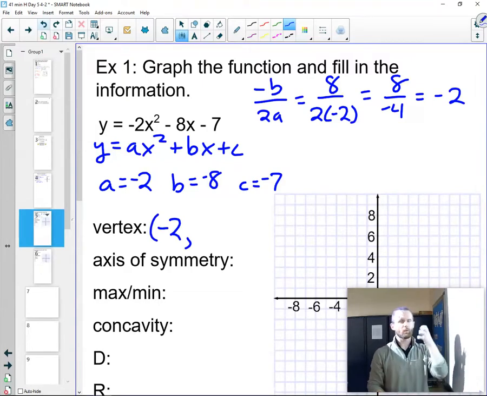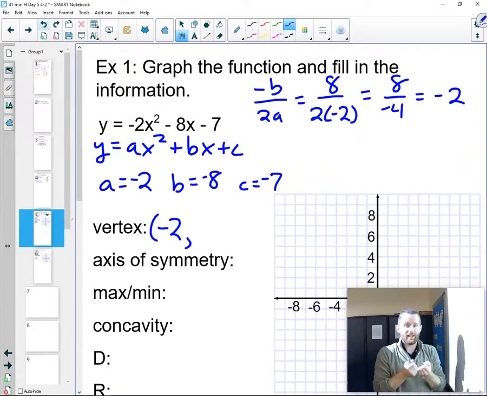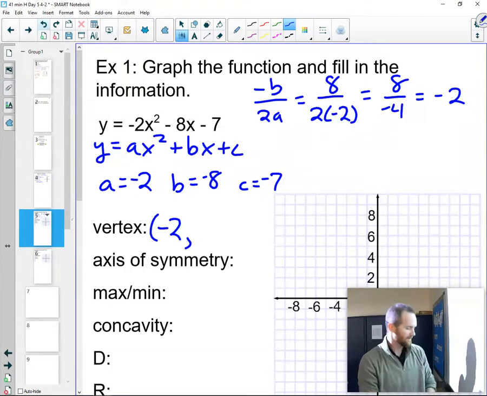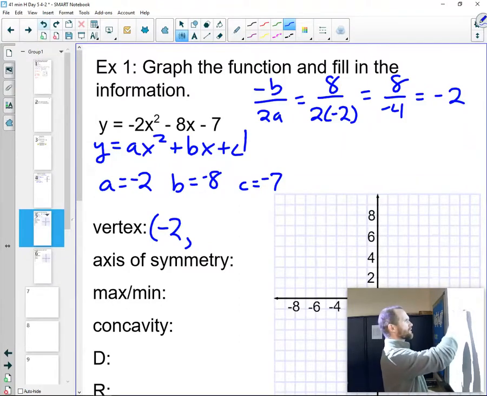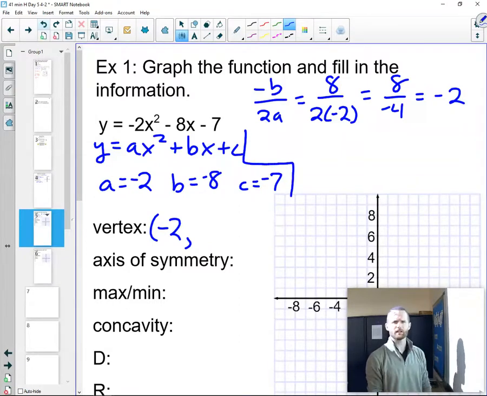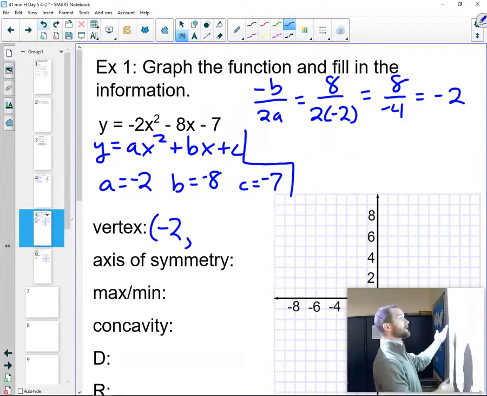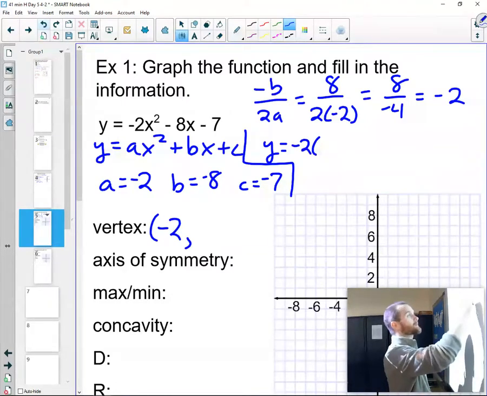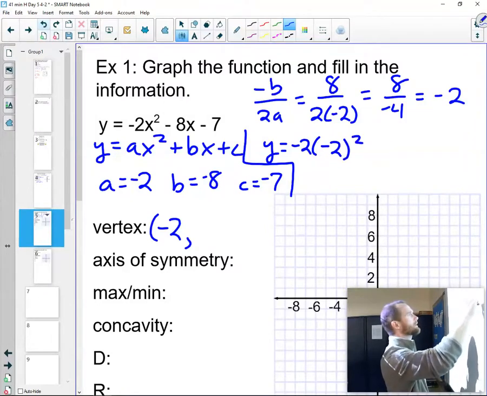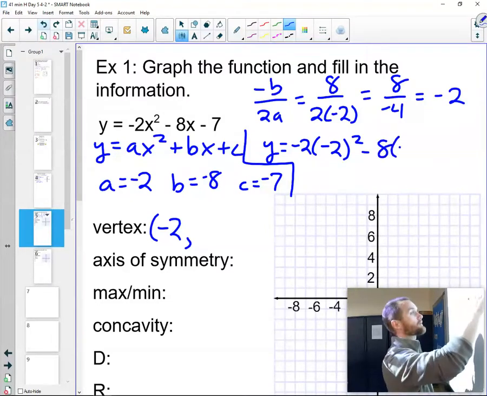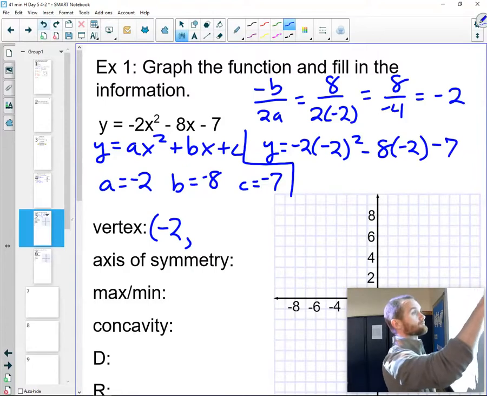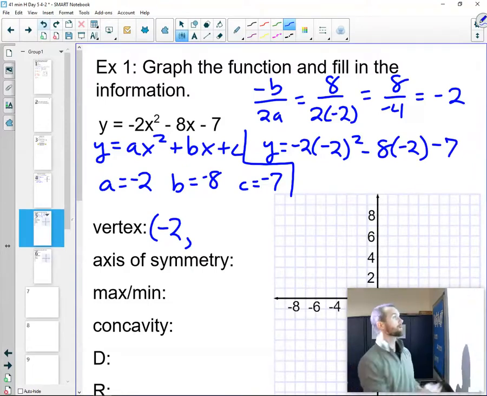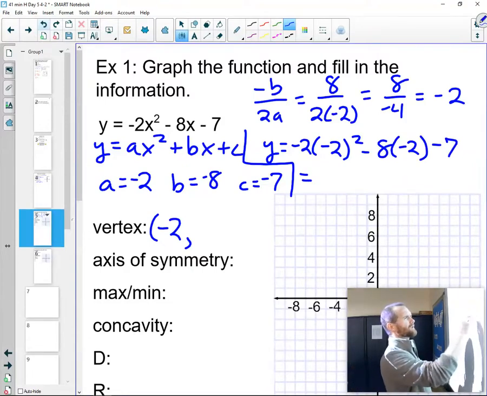Hopefully you know this already, but whenever we have an x value, to find the y value that goes along with it, we just take the x and plug it into our function. So that means, let me draw a line here to separate our work because it's getting a little crowded. We just take negative 2 and plug it into the function. So we get y equals -2 times our x, -2, squared, minus 8 times -2, minus 7.